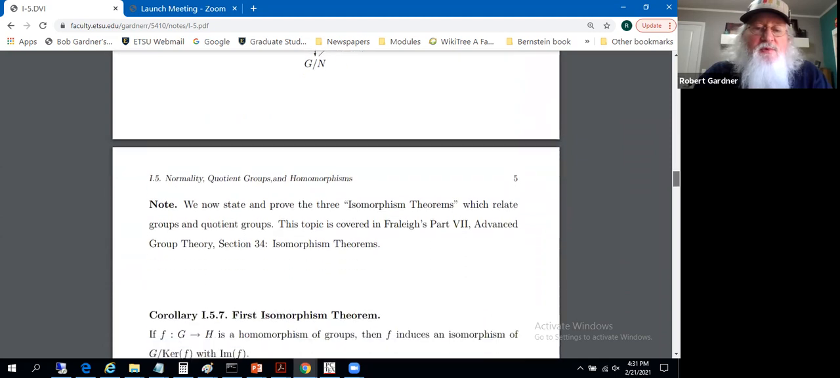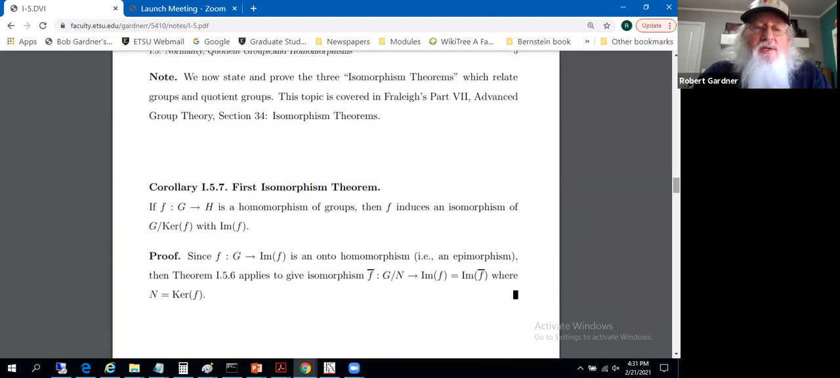We talked about it in terms of diagrams. And that's exactly what the first isomorphism theorem is. So the proof of the first isomorphism theorem is way easy given that previous result. It says if F maps G into H as a homomorphism of groups, then F induces an isomorphism of G mod the kernel of F with the image of F. That's exactly what we had in theorem 1.5.6 when we took the normal subgroup of G to be the kernel of F, and we made sure we had the ontoness, the surjectivity.